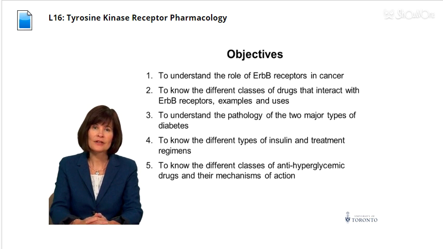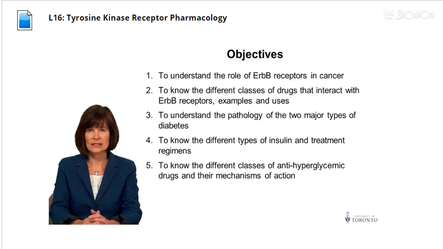In this lecture, we will first discuss the role of ERBB receptors in cancer and then talk about the drugs that interact with the ERBB receptors that are used in the treatment of various types of cancer. We will then have a brief description of the two major forms of diabetes and introduce you to the discovery of insulin and to its use in the treatment of diabetes. Finally, we will discuss treatments with anti-hyperglycemic agents which are used to treat type 2 diabetes.